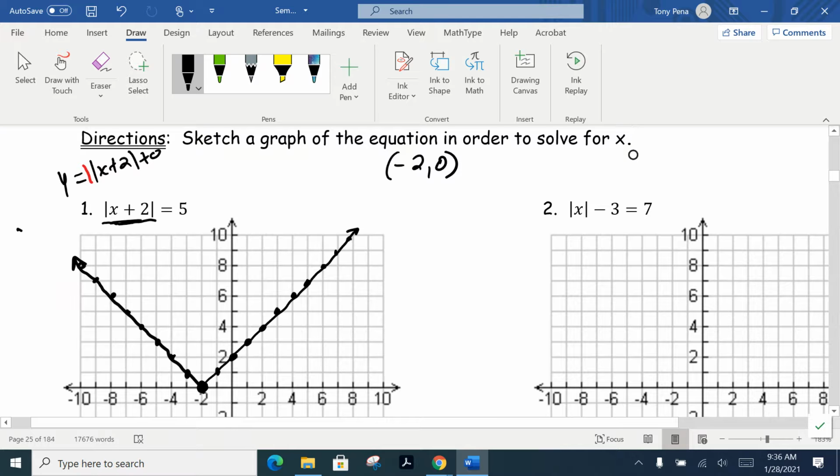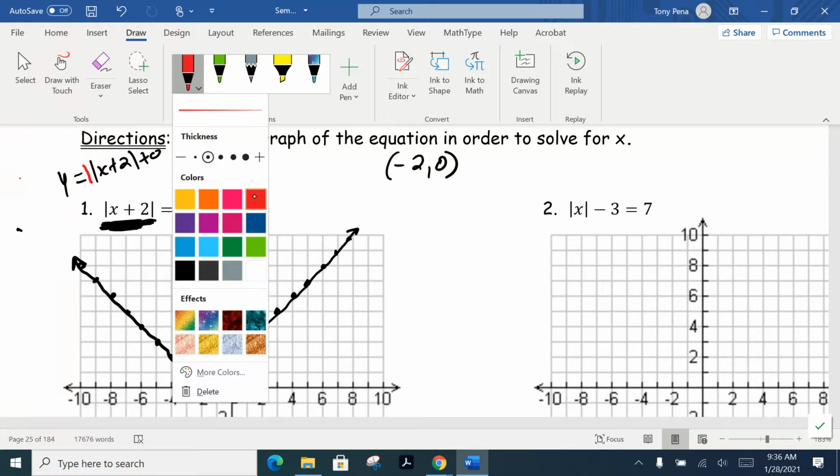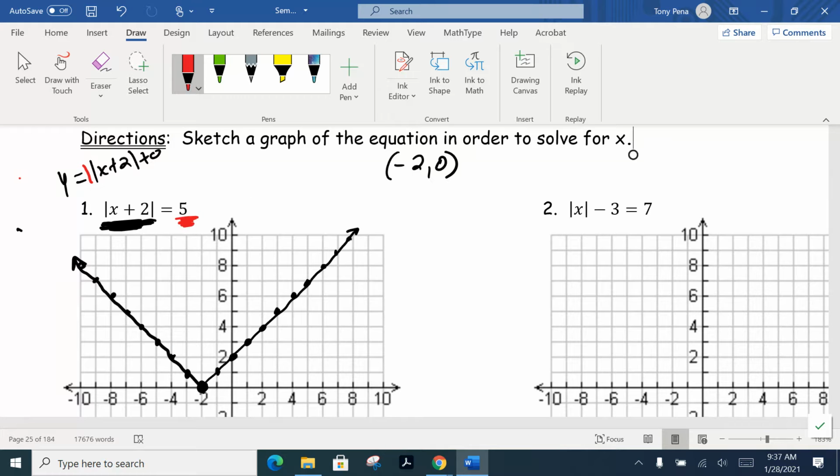So that is this side here. We just graphed the left-hand side of that equation. All right. Now I want to graph the right-hand side of this equation. The right-hand side is just 5. So think of that as the equation y equals 5.